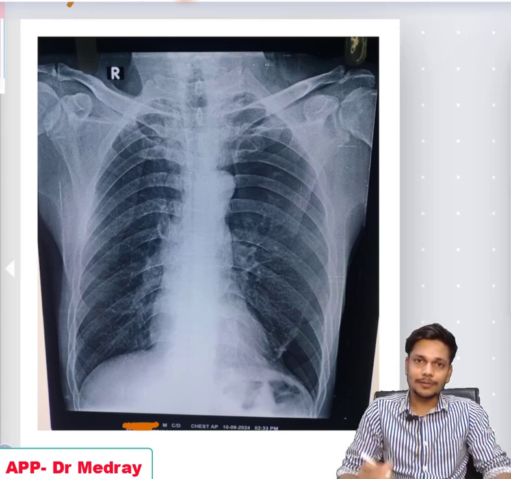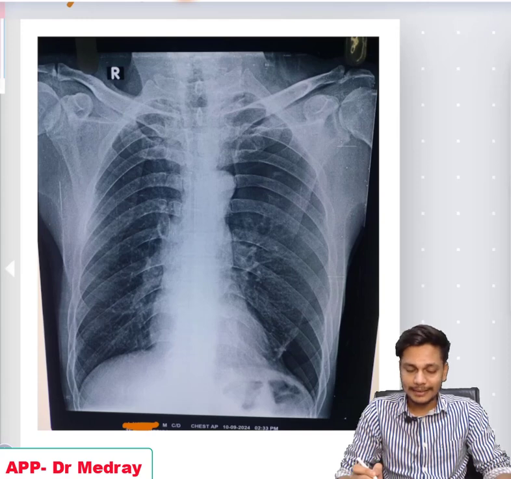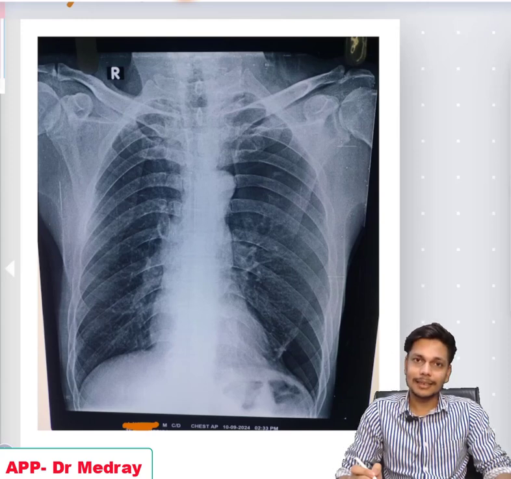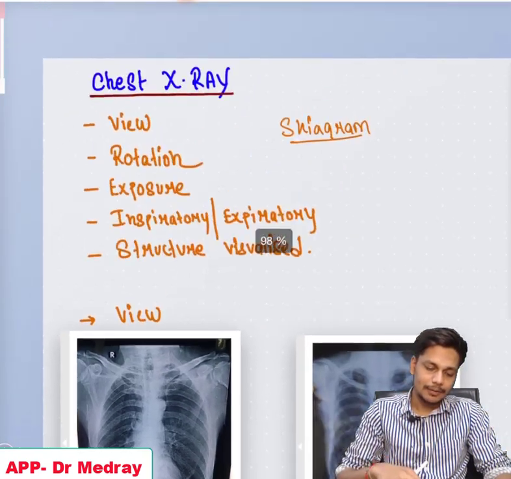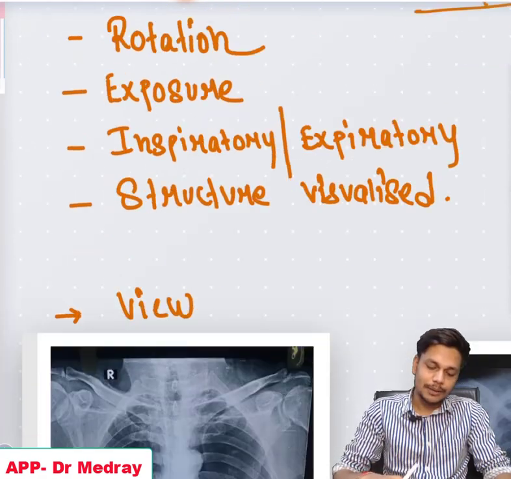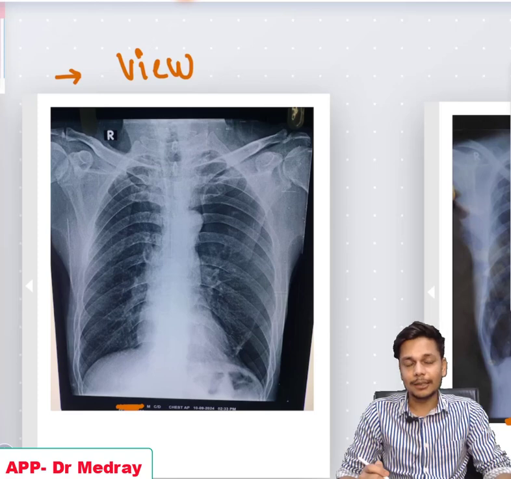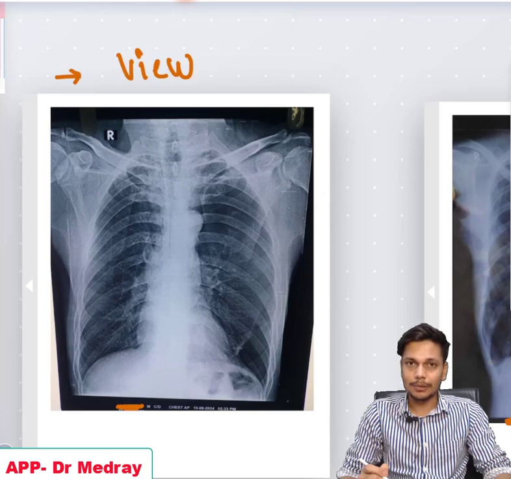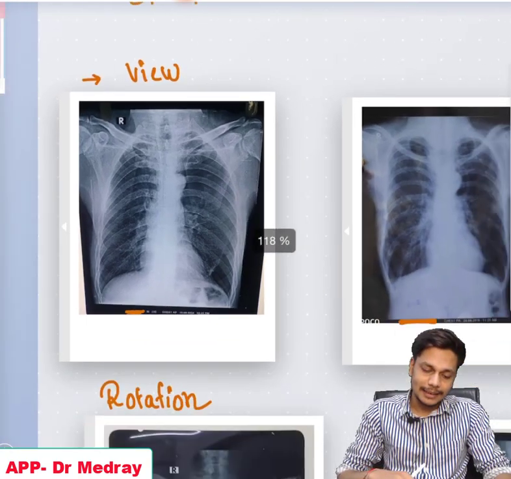the chest. So the first point is the view, whether it is an anteroposterior (AP) or posterior-anterior (PA) view. So the first thing we discuss while interpreting the X-ray is the view. When you say this is the skiagram showing the anteroposterior view of the chest, the examiner will ask why you are saying it is an anteroposterior view or a posterior-anterior view of the chest.